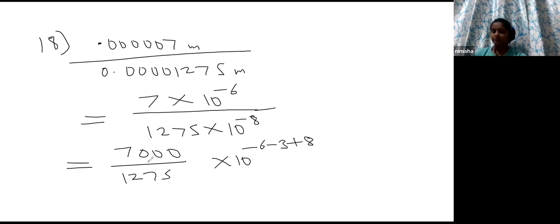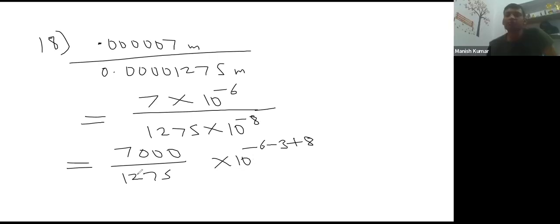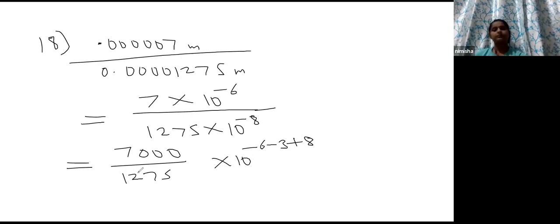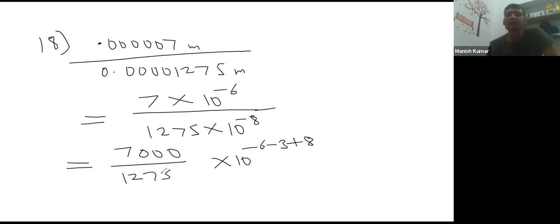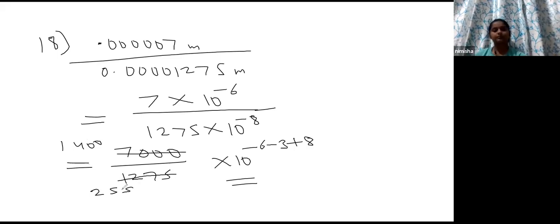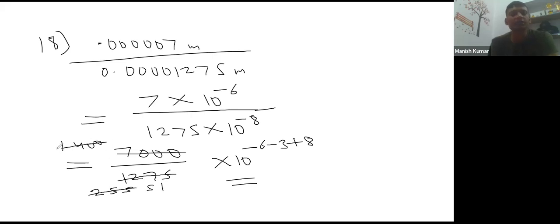Can you do like this? Now you have to simplify this 7000 by 1275. Simplify it, or see 1275 into how much is 7000? Or you can simplify by taking 5 as a factor. 5 2s are 10, 5 5s are 25, 5 4s are 20, 0. Can we write like this? Now again, 5 5s are 25 and 1s are 5. Here we can write 5 2s are 10, 5 8s are 40 and 0s are. Isn't it?